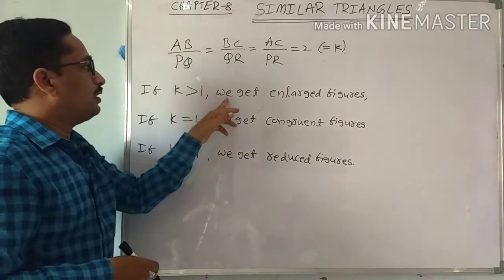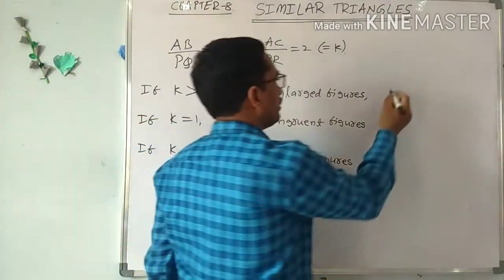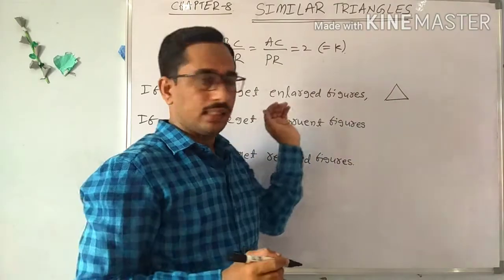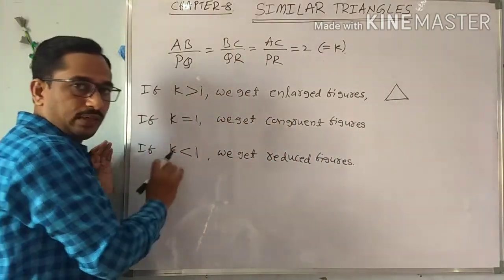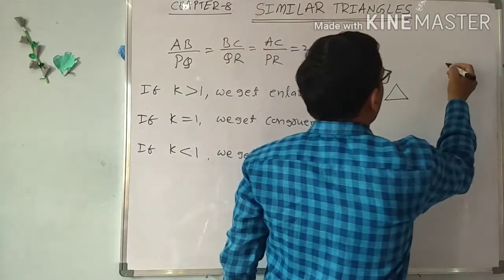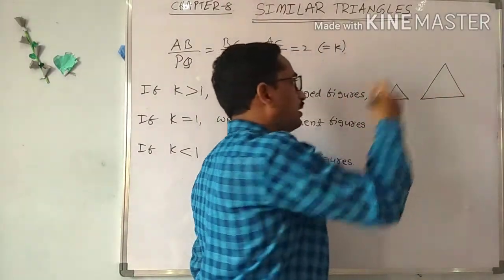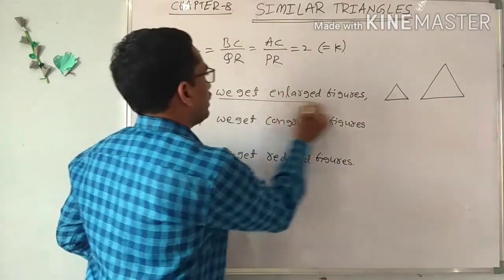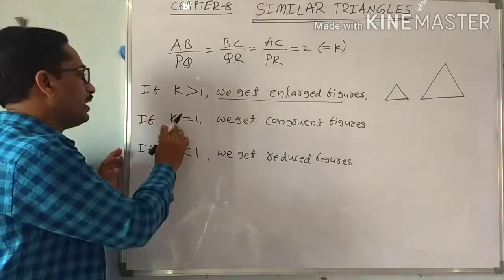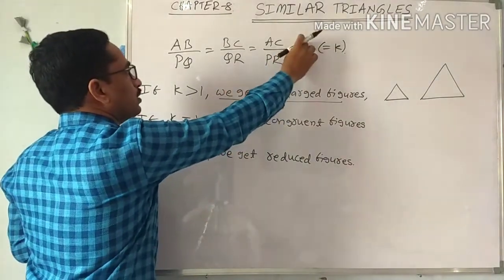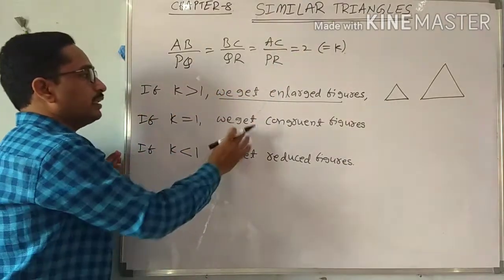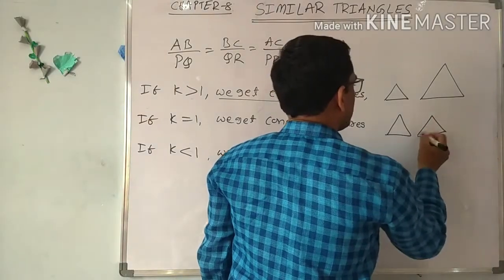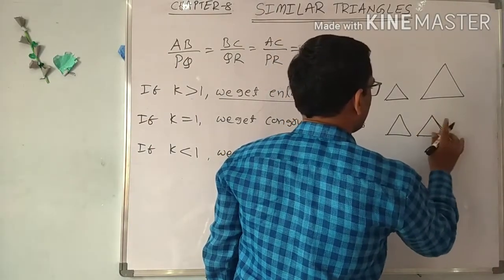See, if k is greater than 1, we get an enlarged figure. Enlarged figure means if the given triangle in the question is like this, and the k value is greater than 1, our new triangle is like this. You have to draw the triangle bigger than the given triangle. So we get an enlarged figure. Next, if k equals 1, meaning all the ratios are equal to 1, then we get congruent figures. Congruent figure means these two triangles are the same.